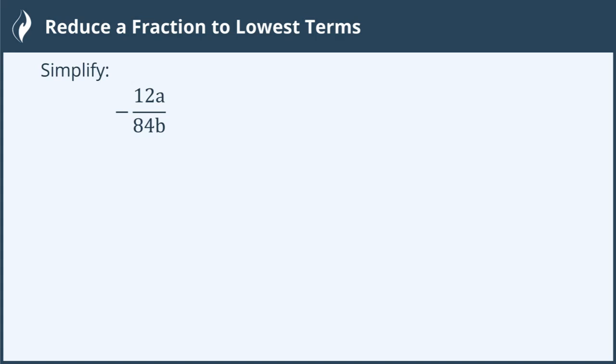In this video, we are going to discuss reducing a fraction to lowest terms. Here we have a fraction, negative 12a over 84b, and we need to simplify it in its smallest form. So what I look for first is what can I divide into both the top and the bottom to make the numbers as small as possible.